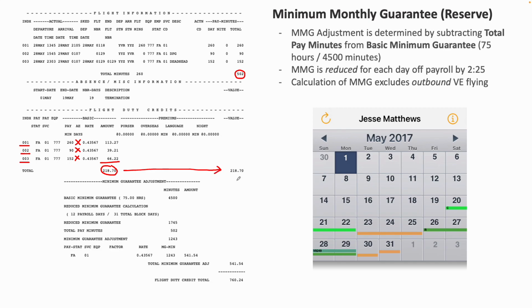That number is then carried down to the minimum monthly guarantee. Both of those are added together, and we get our total pay relating to these 12 days on duty of $760.24.